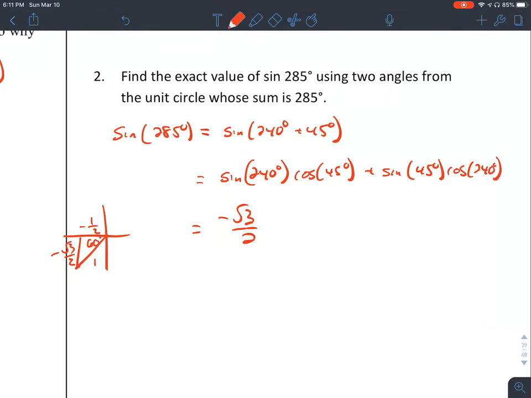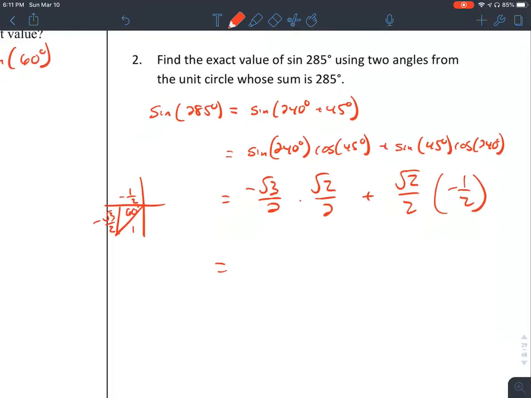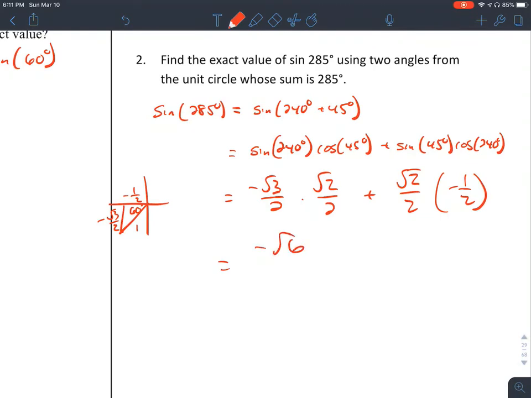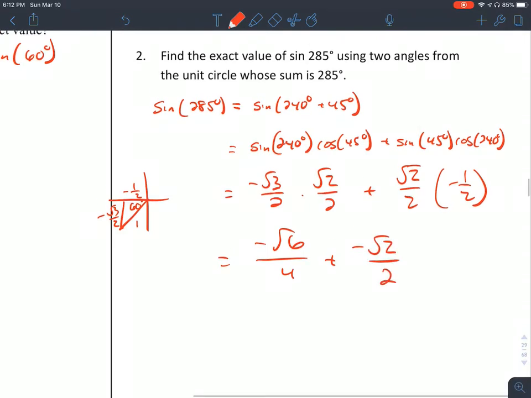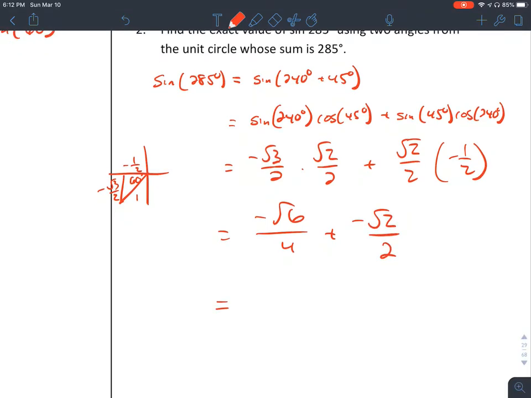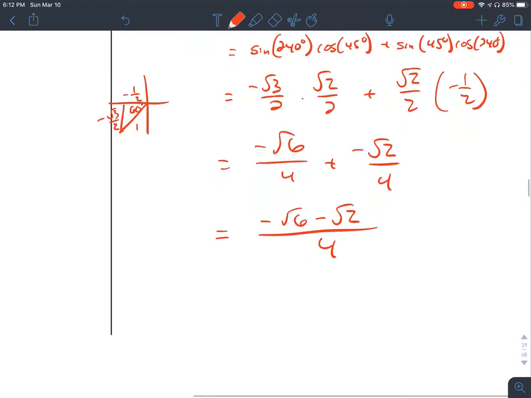Cosine of 45 is in quadrant 1, that's square root of 2 over 2. Sine of 45, square root of 2 over 2. Cosine of 240 is negative 1/2. Simplify this, you get negative square root of 6 over 4 plus negative square root of 2 over 4. That makes this negative square root of 6 minus square root of 2. This is over 4, not 2. 2 times 2 is 4, folks, not 2.